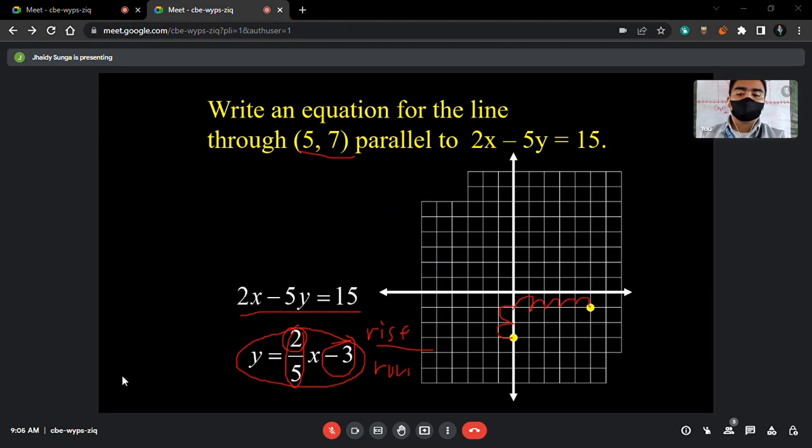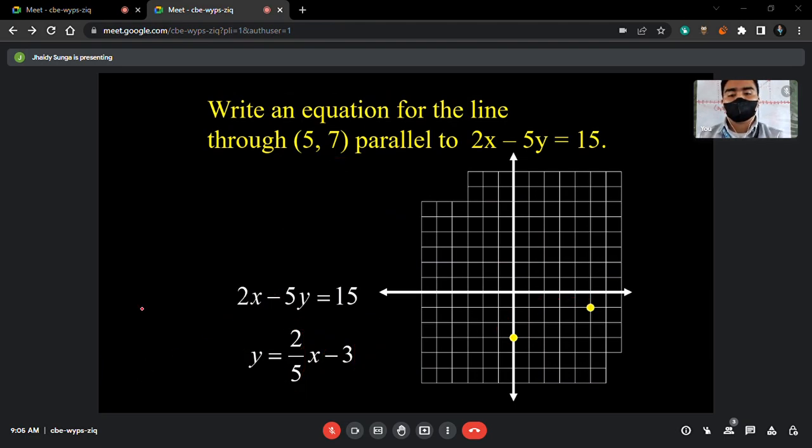Also, I want you to remember that in having the equation of the line, it's really important for us to know what will be your line.